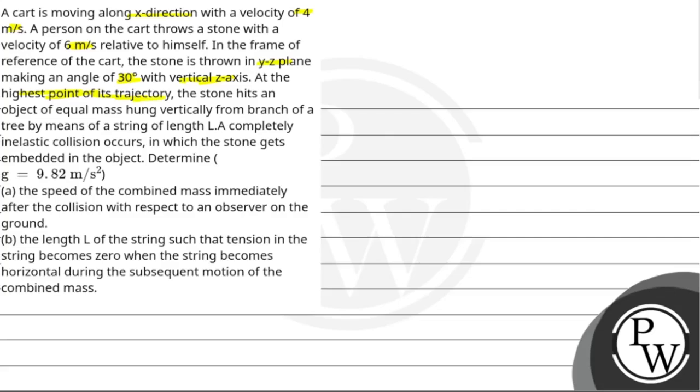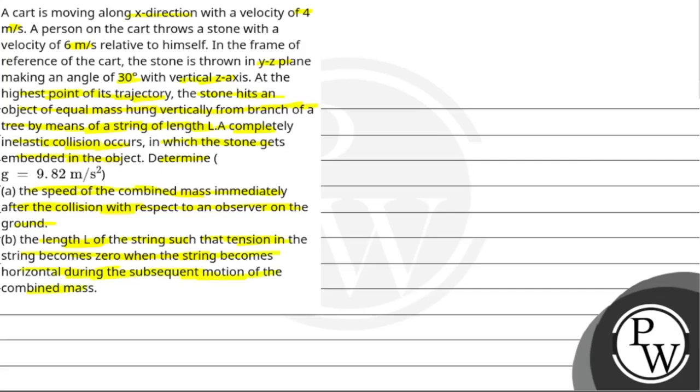At the highest point of the trajectory, the stone hits an object of equal mass hung vertically from a branch of a tree by means of a string of length capital L. A completely inelastic collision occurs in which the stone gets embedded in the object. Determine the speed of the combined mass immediately after the collision with respect to an observer on the ground. Also find the length L of the string such that the tension in the string becomes zero when the string becomes horizontal during the subsequent motion of the combined mass.